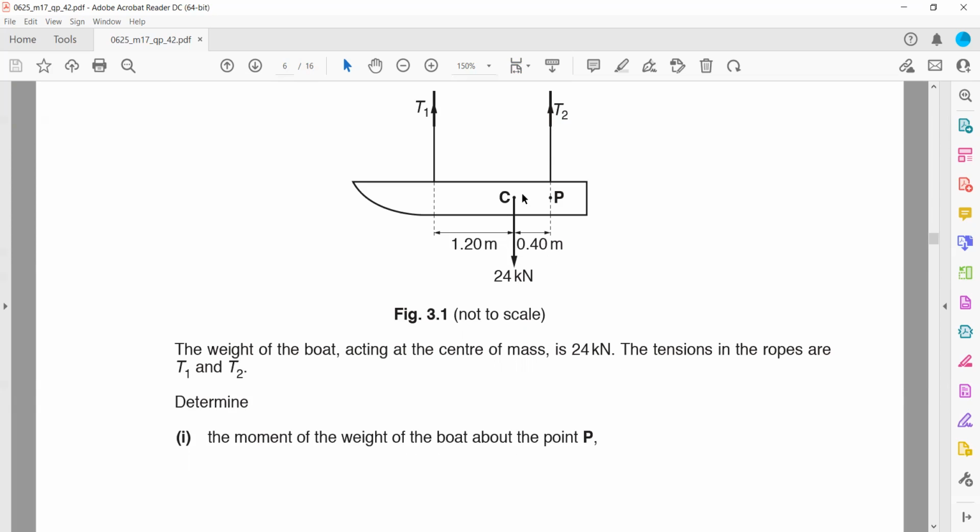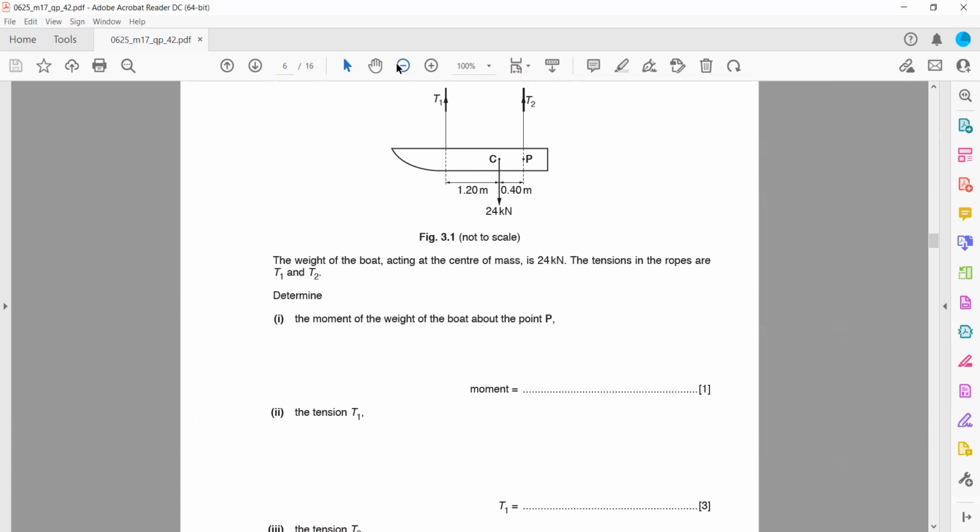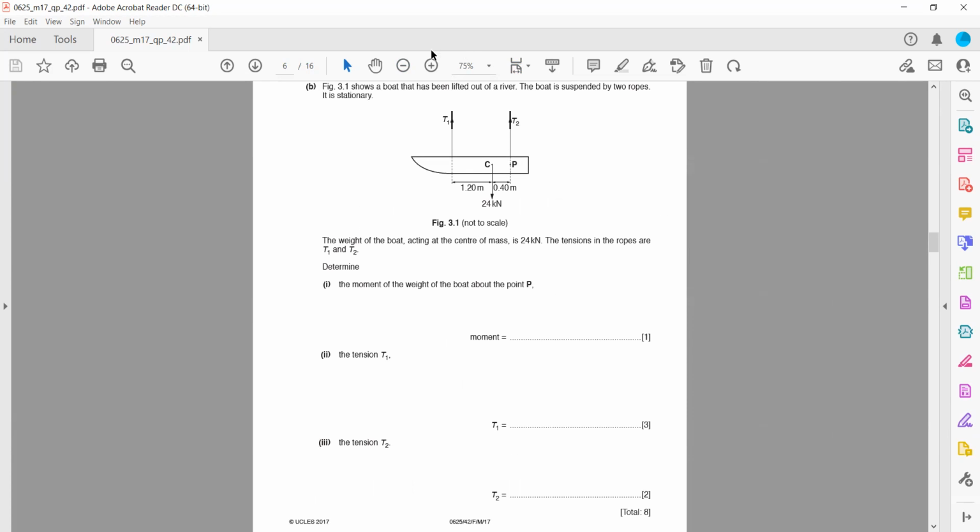Calculate the moment or turning effect of the weight about point P. P is a pivot, so we want the turning effect about point P. This is a force, and we want the moment of the weight, the turning effect caused by the weight.